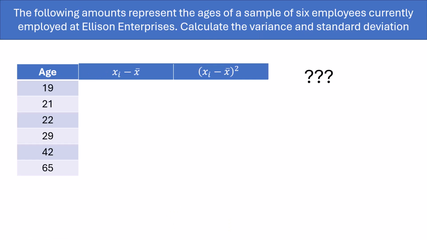All right, here is a problem for you to try. The following amounts represent the ages of a sample of 6 employees currently employed at Ellison Enterprises. Calculate the variance and the standard deviation. So go ahead and pause the video and give this a shot.